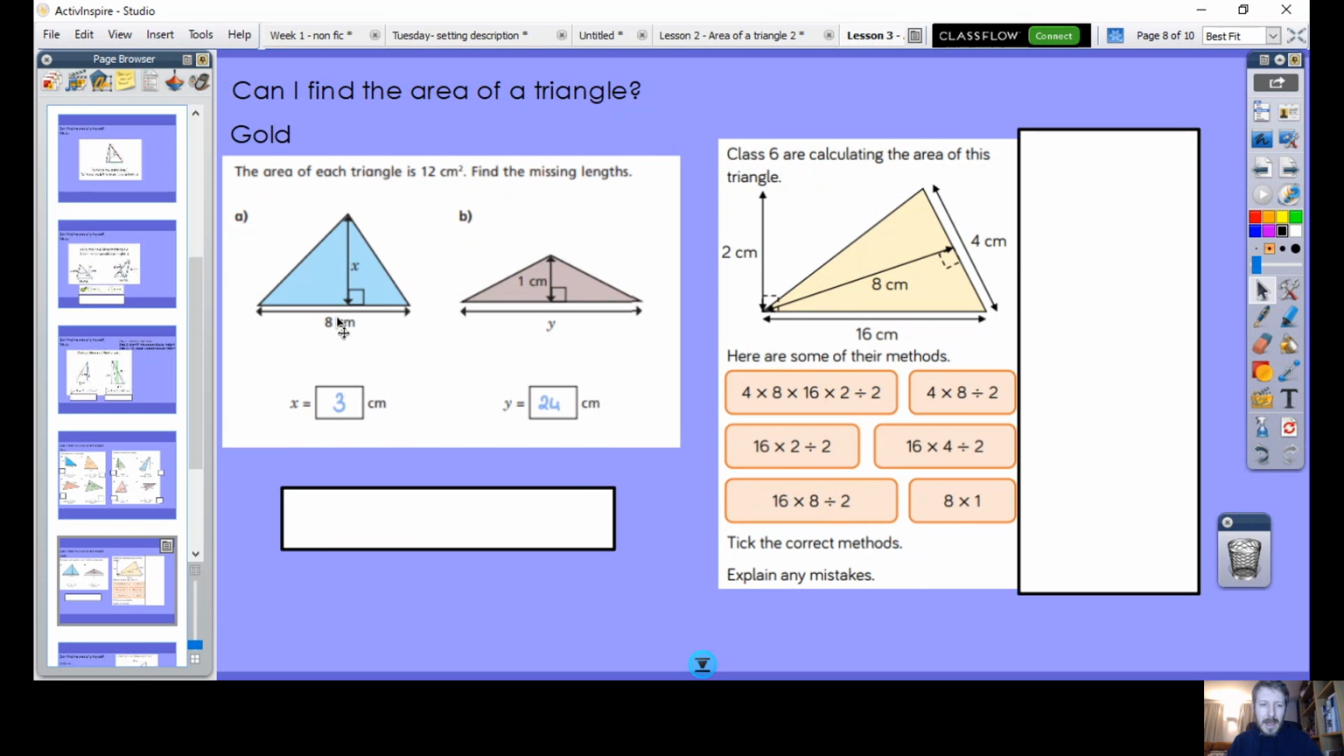So although this says 8, when you're finding the area of the triangle, you half it first, don't you? So half of 8 is 4, multiplied by 3 would be 12 centimeters squared.